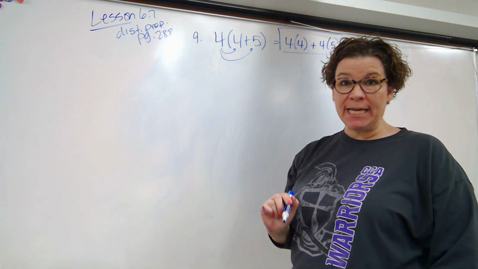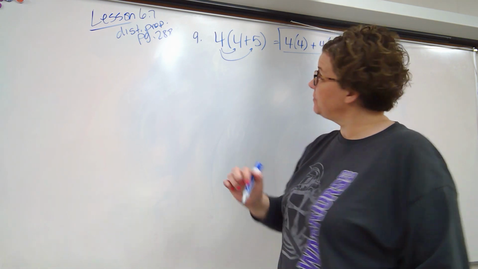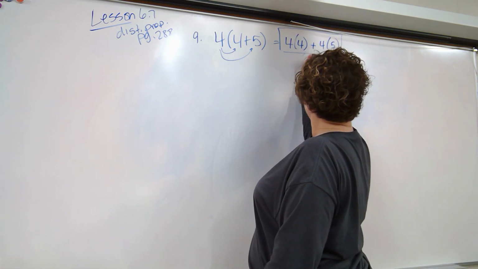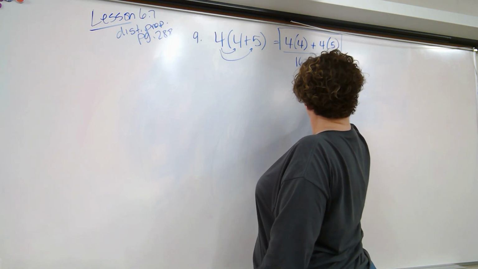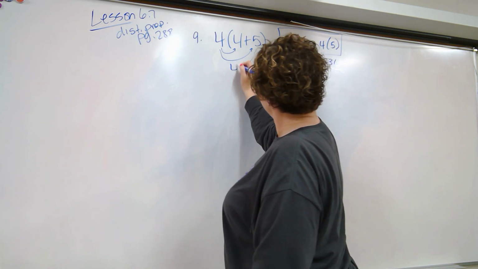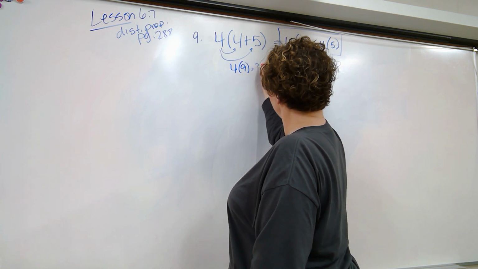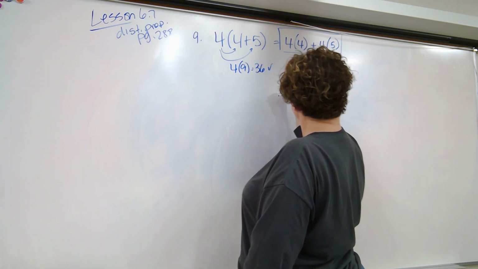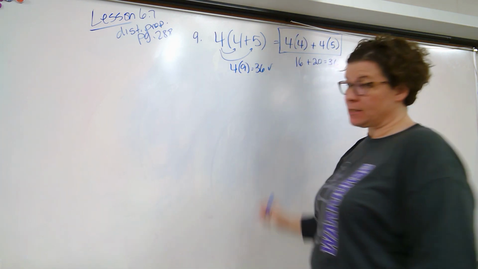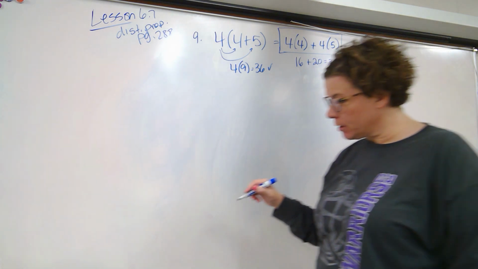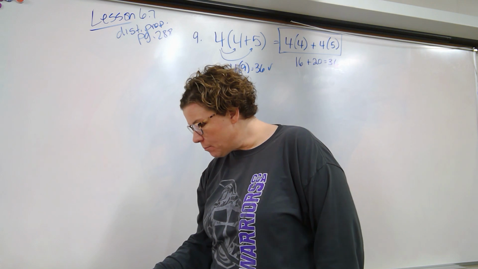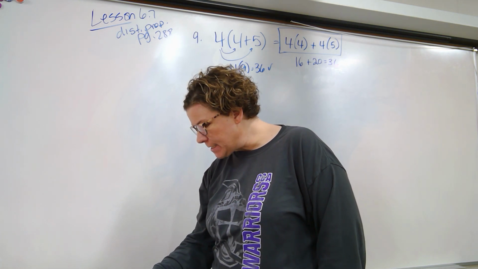Do you need to check it? Yes, you do. 4 times 4 is 16. 4 times 5 is 20. My answer is 36. This is 4 times 9, which is also 36. So I checked it, and I arrived at this answer. Okay? This is what I'm expecting from your homework. That's number 9.